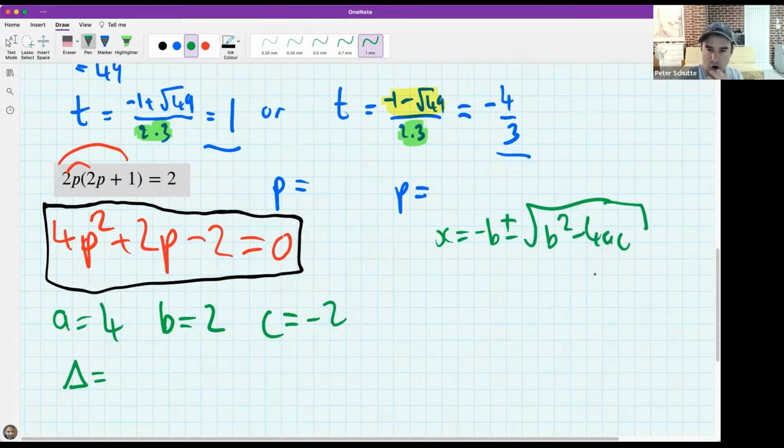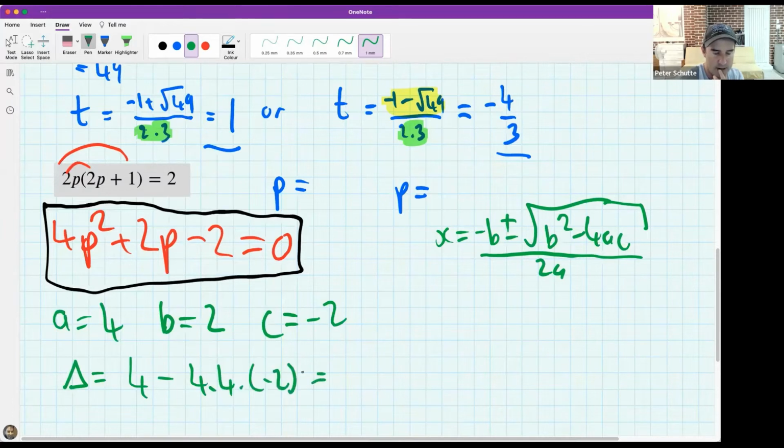Once you've got your answer, just pop it in the chat. So B squared, 2 squared, is 4, minus 4 times 4 times -2. What do we get? 4 times 4 times 2. I get 36 as my delta value.